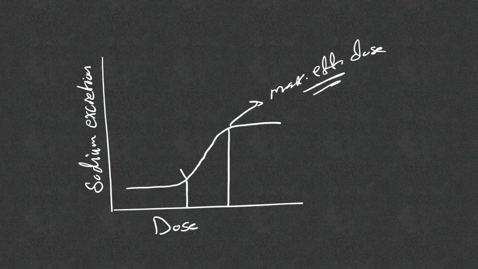And here, this is what we call the threshold. If you give a dose less than the threshold, you're not going to get any diuretic effect or very little. But once you touch the threshold, you're going to have an increase in sodium excretion as long as you're increasing the dose until you reach the maximum effective dose. Very important to understand that.